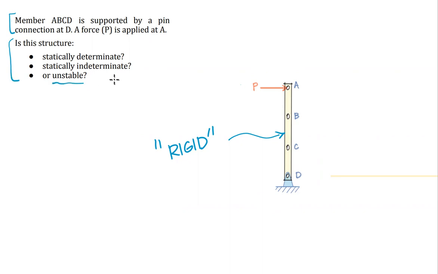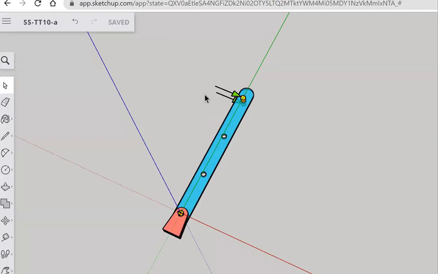Unstable is kind of a structural engineering term. In statics, instead of saying unstable, your professor might have said in motion, okay? In order to demonstrate what's going to happen, I am going to pop over to my SketchUp model in my other window. And this is something you can do at home.